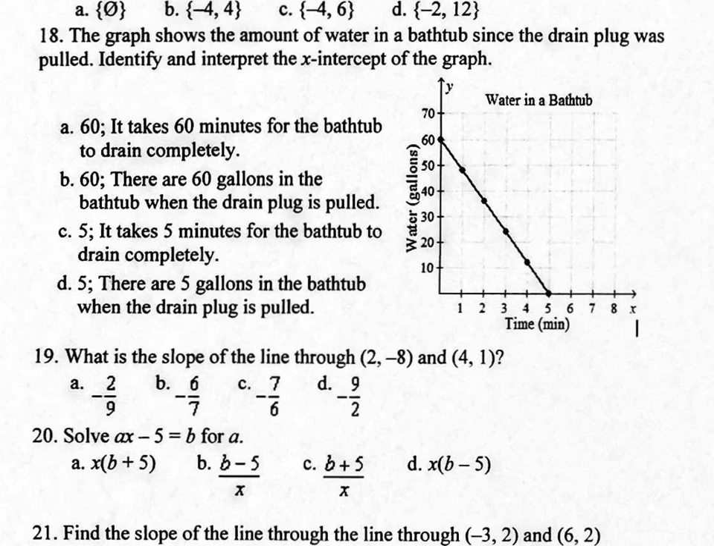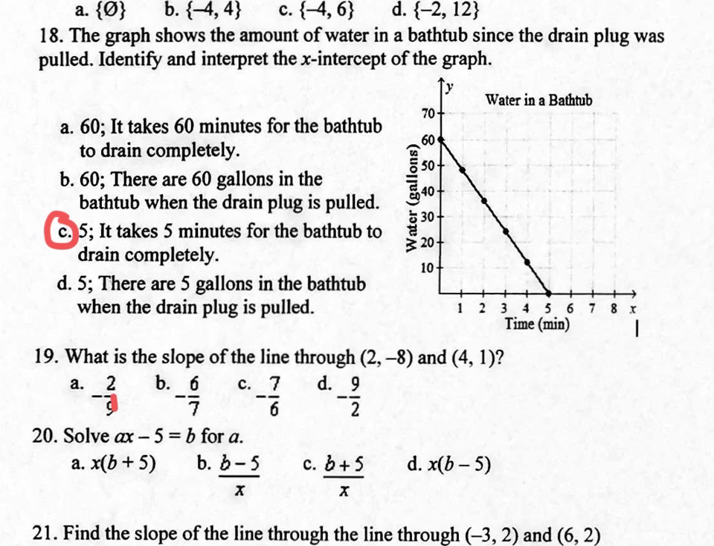So, if this is your graph, x-axis, y-axis, what is your x-intercept? X, where does the line cross the x-axis? 5, 0. So what does that mean? It means that it doesn't take 1 minute or 2 minutes or 3 minutes, 4 minutes. It actually takes 5 minutes for the water gallon level to reach 0. So it takes 5 minutes for the bathtub to drain completely. And if you read your answers, there it is, answer C.